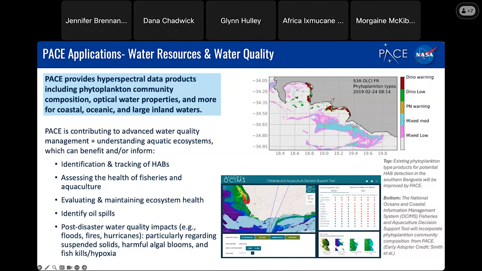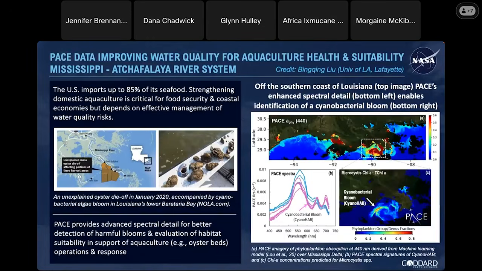These are examples from a couple of our early adopter projects. This one up here, they're looking at how to better detect harmful algal blooms in the southern Benguela using PACE's advanced data. And similarly, we have a National Oceans and Coastal Information Management System aquaculture decision support tool that is also looking to incorporate phytoplankton community composition from PACE to better help fisheries make decisions about the locations they fish in. Here's another example. So one of our PACE early adopters, Bingqing Liu, she's at the University of Louisiana Lafayette.